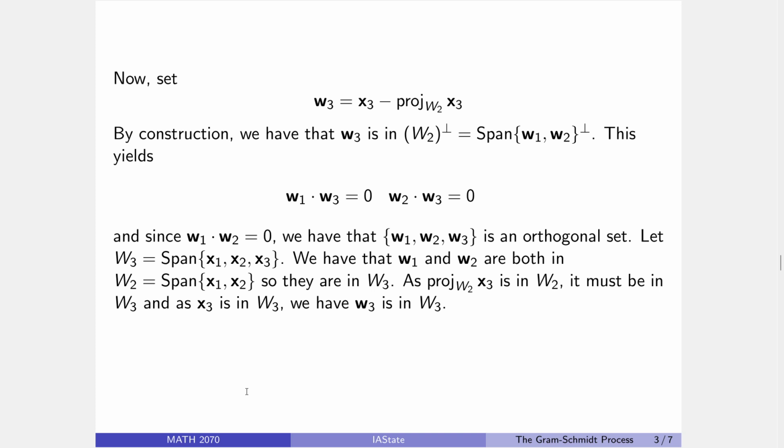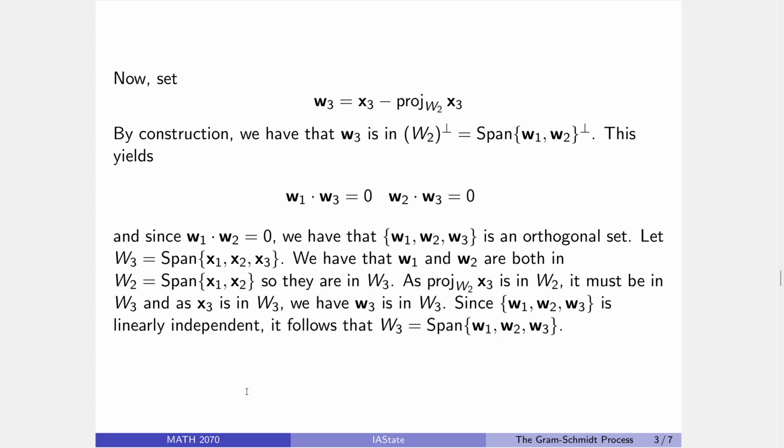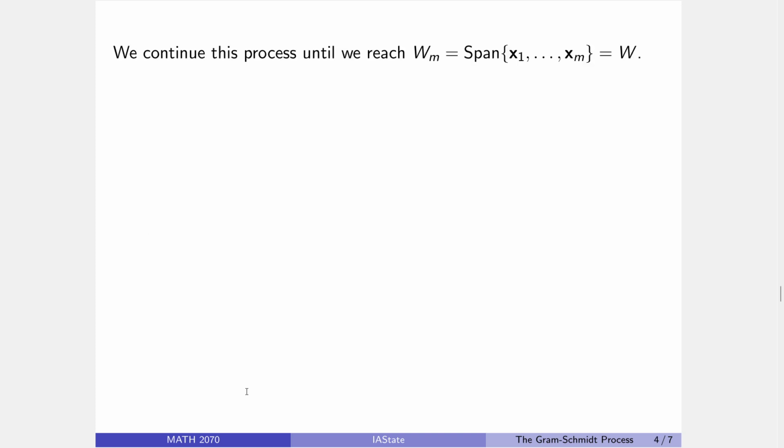X3 is in W3, so the difference is in W3. So there we go, all three of our elements are in W3, and they're all linearly independent, so they have to form a basis, because W3 is three-dimensional. I have three linearly independent things, they have to fill up the space. Alright, and as I mentioned, you would then repeat this until you got up to Wm, which would be all of W.